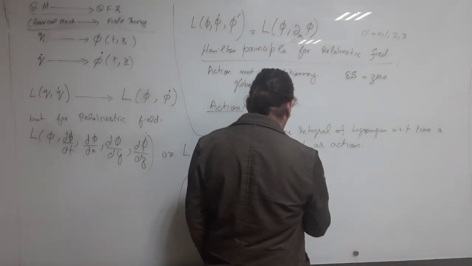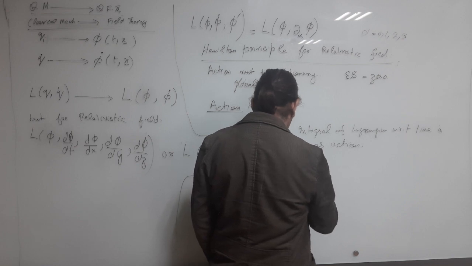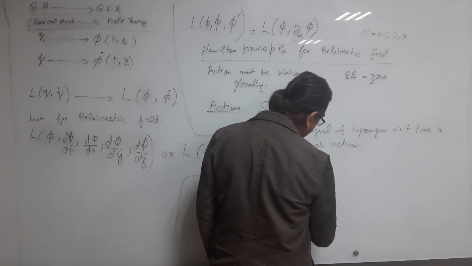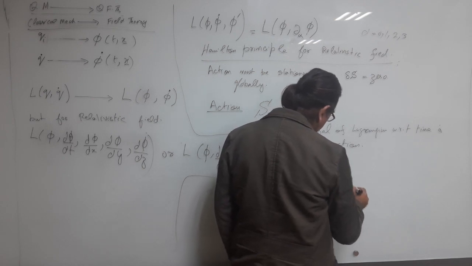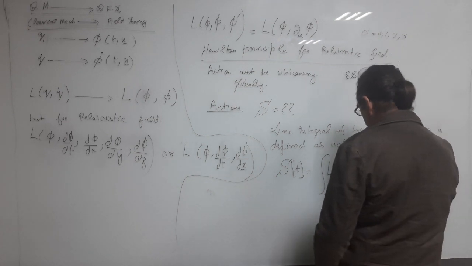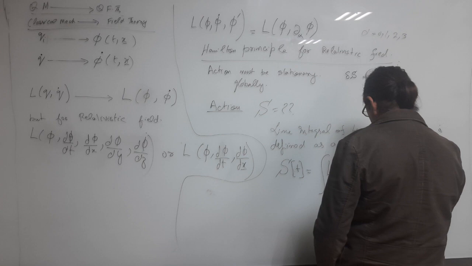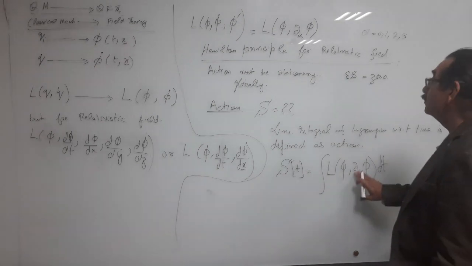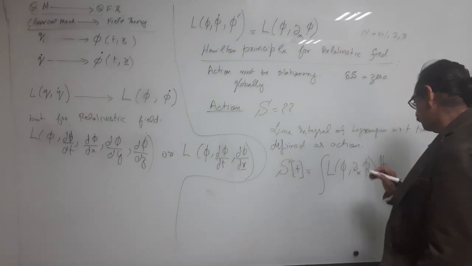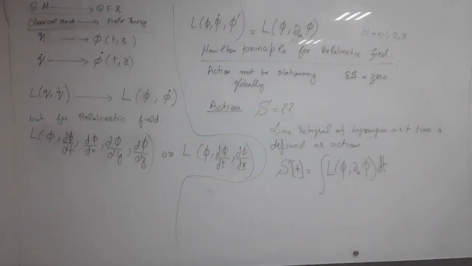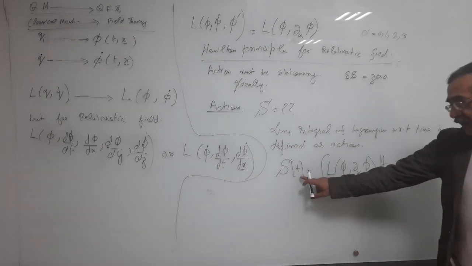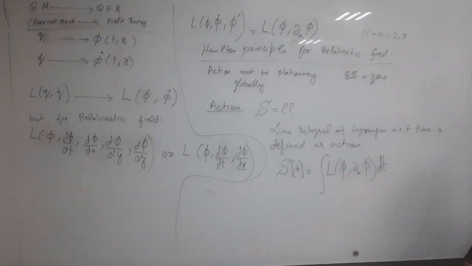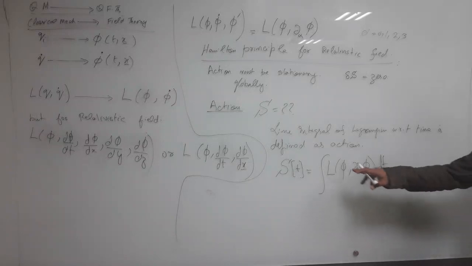So the action will be the integral of L dt. This will be the action. Now the question is, why have I used t? Because the integration is with respect to t, it means the action is a functional. Time will be treated as a dummy variable.